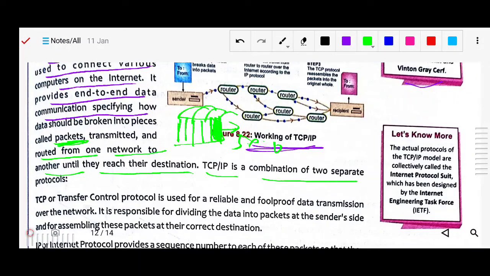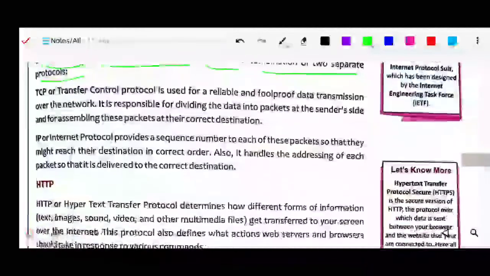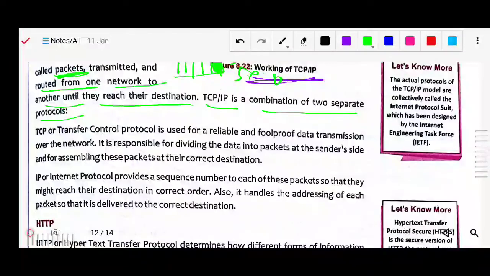TCP/IP is a combination of two separate protocols. The first is TCP, Transmission Control Protocol, which is used for reliable and foolproof data transmission over the network. It is responsible for dividing the data into packets. How will the data be divided and what will be the size of the packets? Who is responsible? TCP is doing these things.